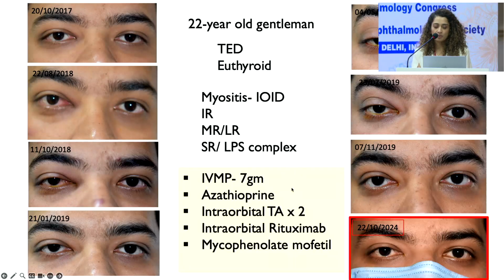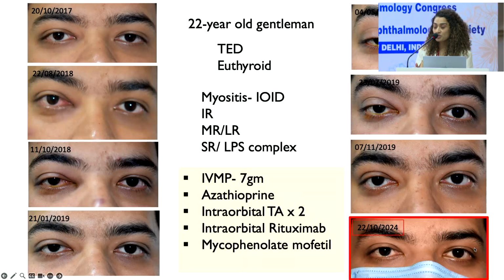Started with IVMP. We gave him azathioprine. I tried intraorbital triamcinolone acetonide twice. Again, it recurred, in 2019. Then I tried intraorbital rituximab for him. Although I didn't step to the second line DMARDs or immunosuppressants, finally, we had to land up with mycophenolate mofetil, and so far he has been extremely stable with mycophenolate mofetil.